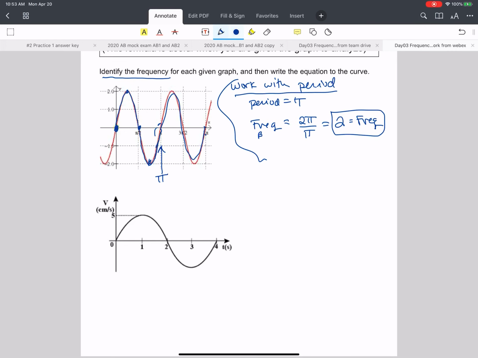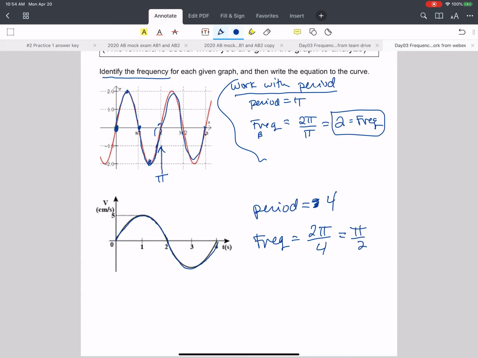So, look at this next one. The period, now this one's a little different, like it looks weird. The period is 4, okay? It's not like a pi or anything like that. That can happen. So in this case, the period is 4. So frequency is easy. It's 2 pi over 4. 2 pi over the period. So it's just pi over 2.